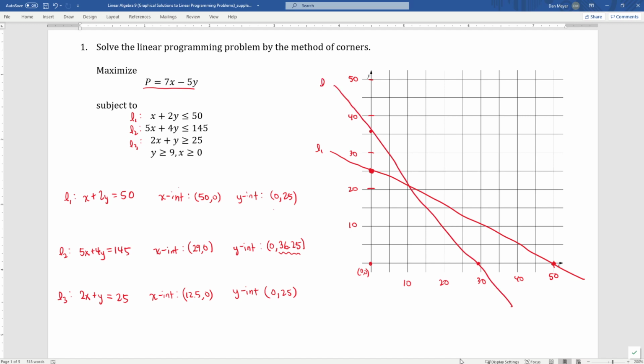I am on point right now with my lines. All right, there's the second line. And then line 3 has an x-intercept of 12.5, which is halfway in between 10 and 15, and a y-intercept of 25, so the same y-intercept there. It can be helpful here too to mark these, because these intercepts might actually be interesting points. So this one was 36.25. This one was 29. This one's 12.5. So there's that third line.